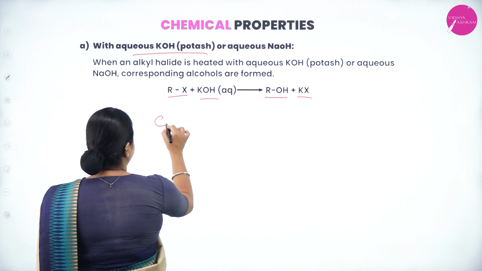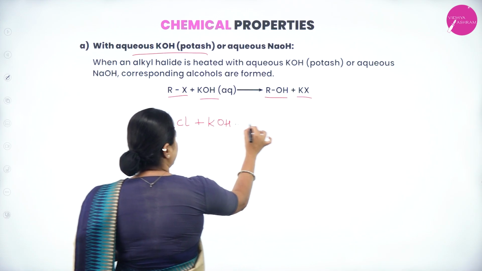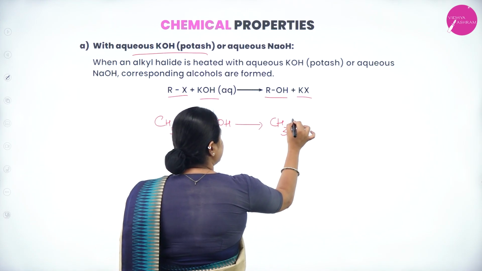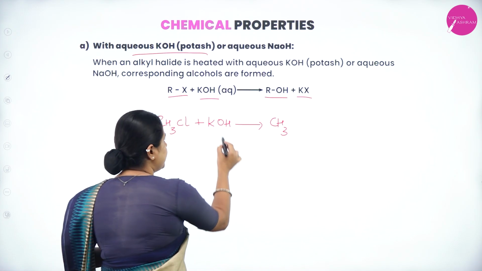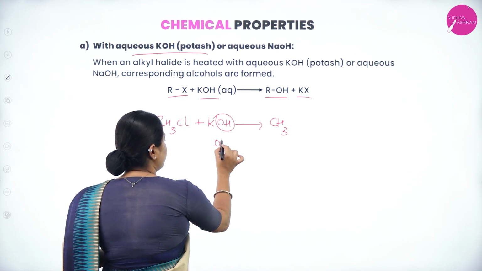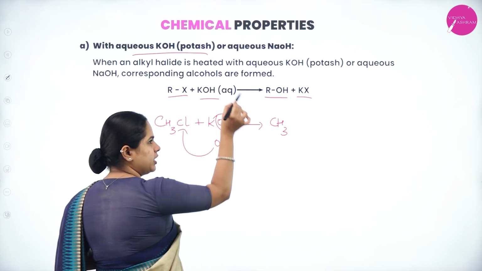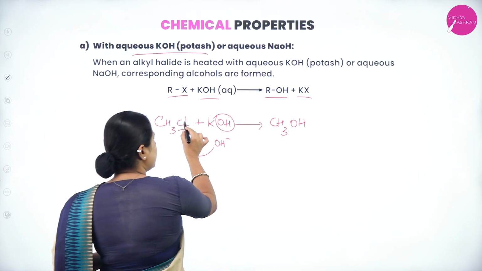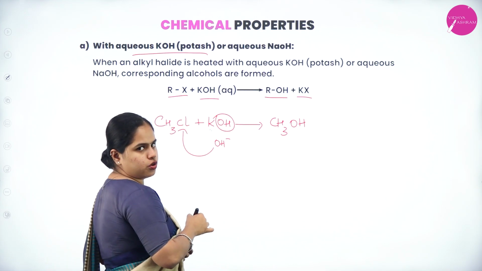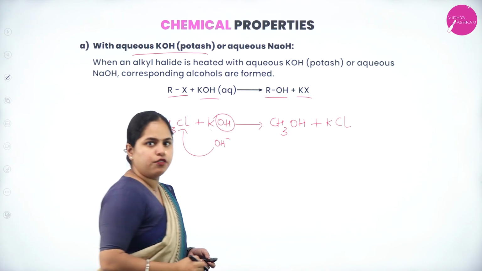For example, methyl chloride, when it reacts with potassium hydroxide, we get CH3, and the nucleophile present in KOH is OH minus. So OH minus will attach here, Cl minus will be removed. So CH3OH, what is it? Methanol. Now Cl minus is removed, and you have a K plus also left, which together will form KCl. So this is the first reaction.